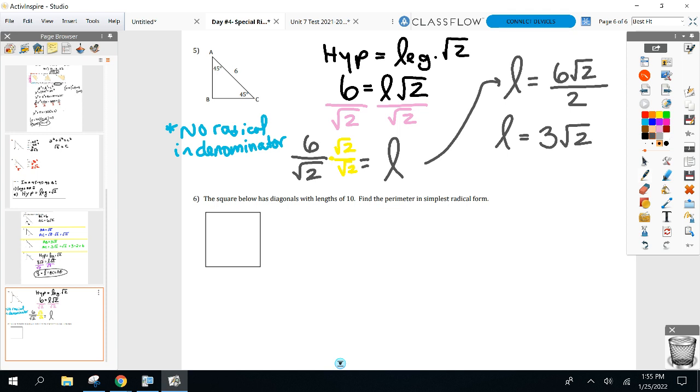Anything from you guys before we get to this last one? Okay, final one. I got a square. One of the diagonals is 10. What's the perimeter in simplest radical form? Why did I pick a square in this case? Well, let's think about it.